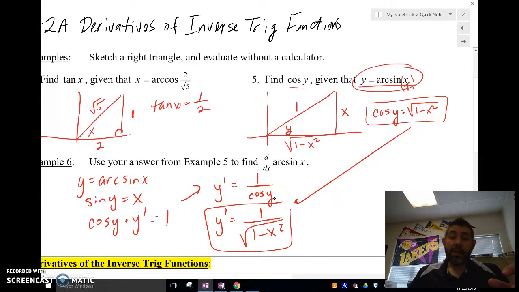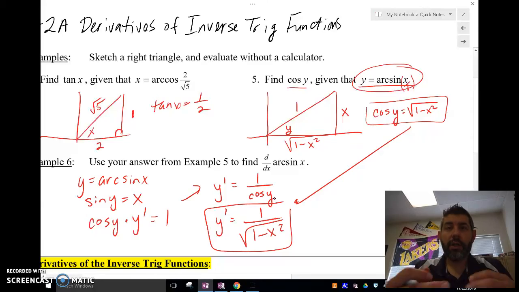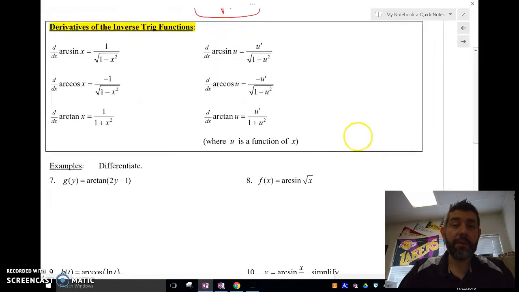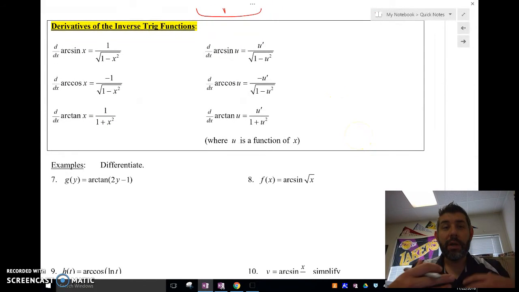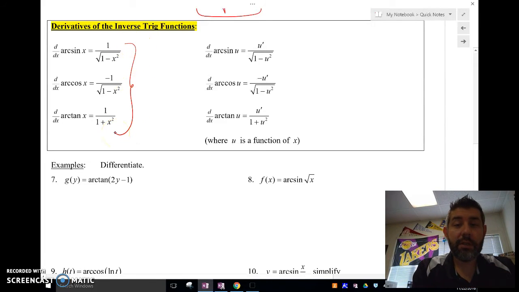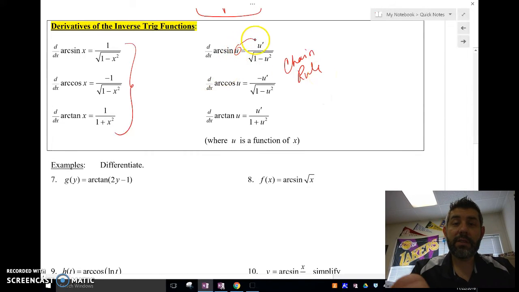Notice here that our derivative of an inverse trig function actually has a square root and a 1 minus x squared. We get that from the Pythagorean theorem. You're going to notice in the formulas for the derivatives of inverse trig functions that they all end up with the square root of 1 minus x squared in the denominator, unless it's a tangent, then it's 1 plus x squared. I encourage you, you're going to need to memorize these. These are the chain rule ones, so if you have the chain rule, you're going to take the derivative of whatever's inside and put it on top.